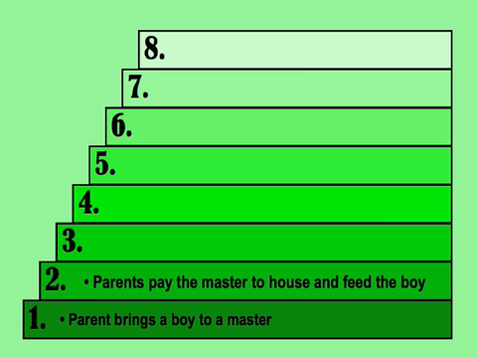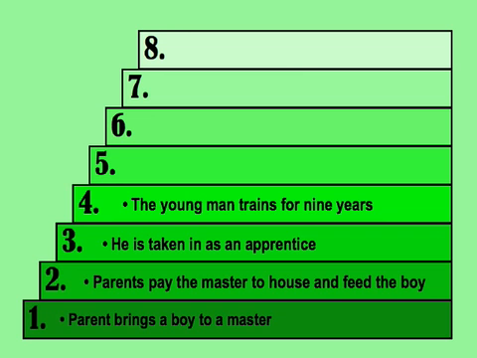You'll notice on the sheet, by the way, sorry ladies, it says boy, and that's really what we're talking about in this situation. That boy is going to come in and live in the master's house. He's going to be considered an apprentice, but that apprentice is really working for the master, and the parents are paying for that child to be there. That's going to last for a period of about 9 years.